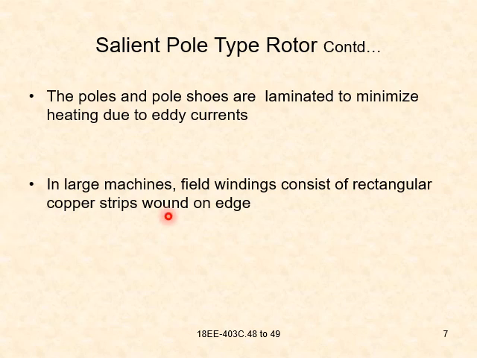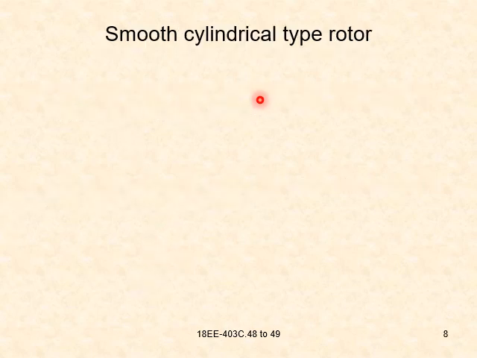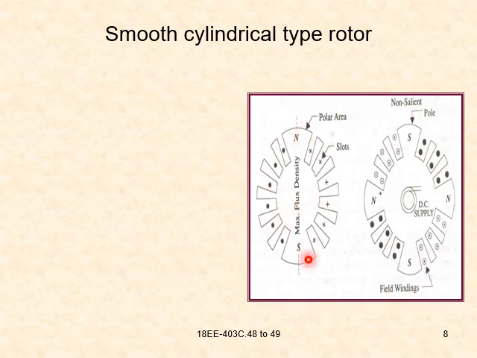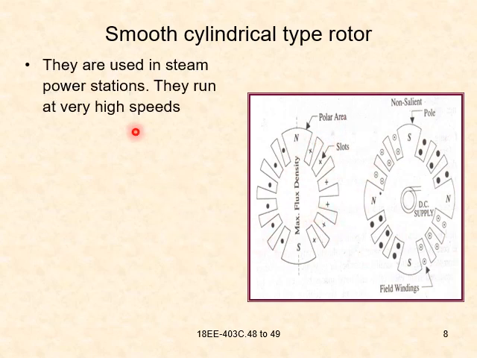Moving on to the next slide, about the smooth cylindrical type of rotor. You see this is a smooth cylindrical type of rotor as we have seen previously. They are used in steam power stations, for example thermal power stations and nuclear power stations. They run at very high speeds.